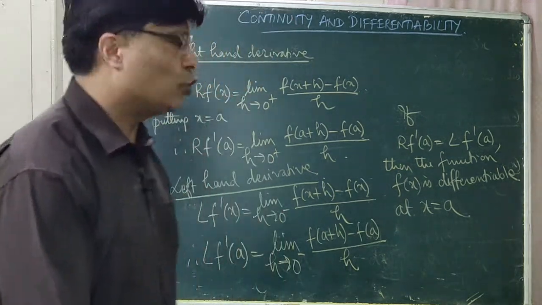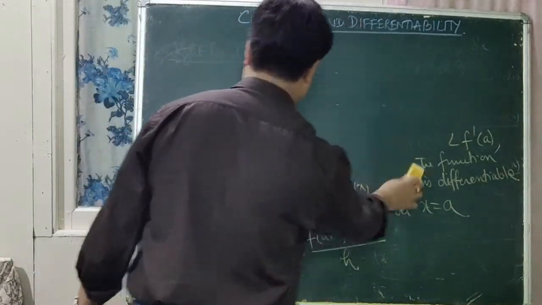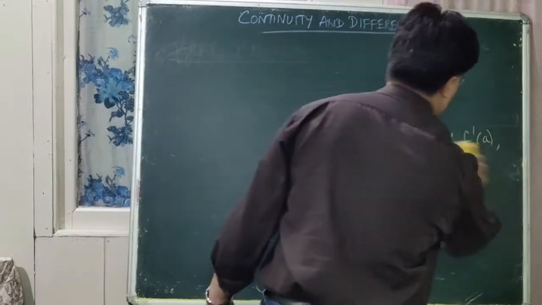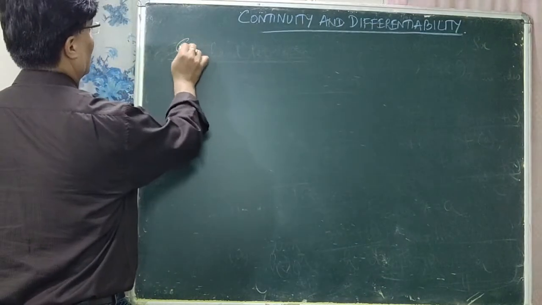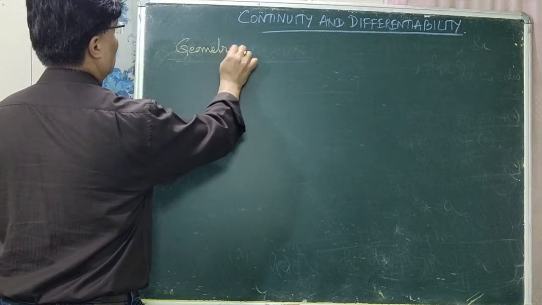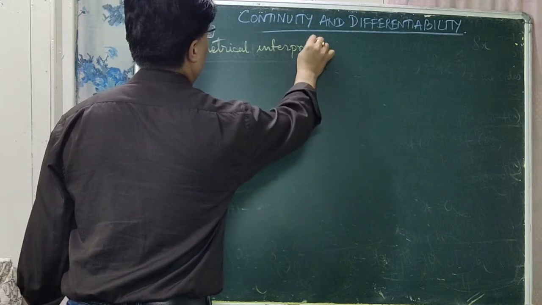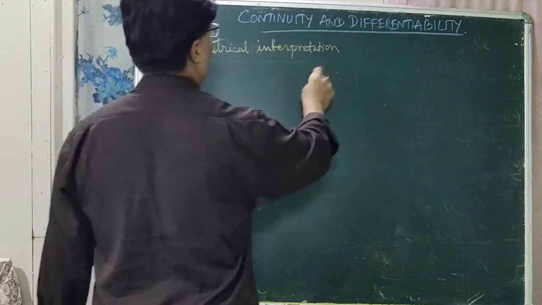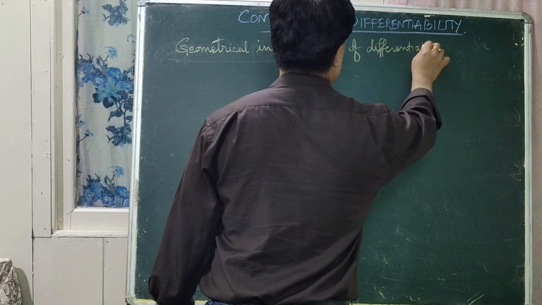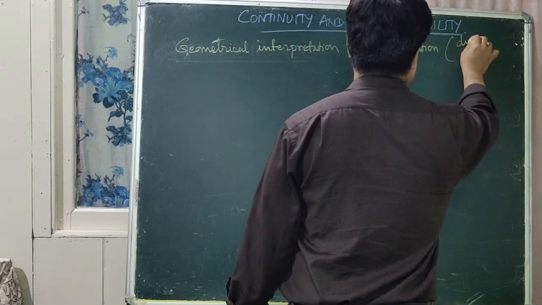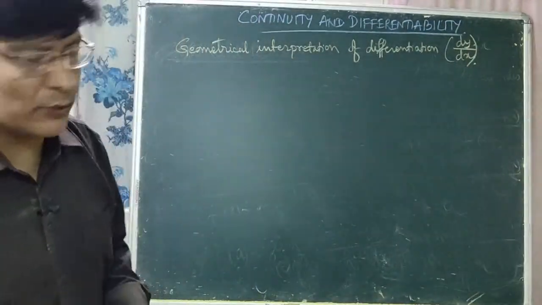Now we'll do the geometrical interpretation of dy by dx, right? So now we will do the geometrical interpretation of differentiation, that is dy by dx, okay?